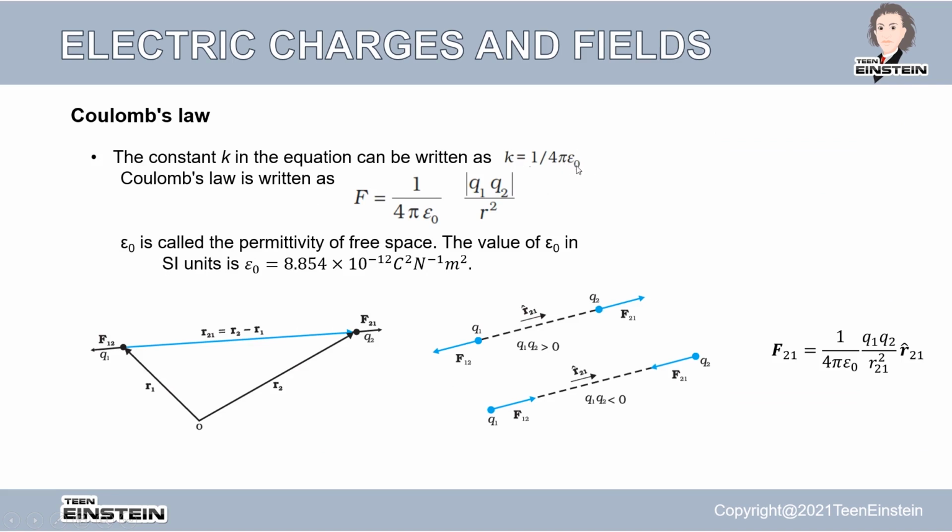So what is this epsilon naught? Epsilon naught is called the permittivity of free space, and its value is given by this. Epsilon naught is not always this value, because this is for free space. When you use another material, this value will be different. So overall, this is Coulomb's law: the force between any two charges separated by a distance.